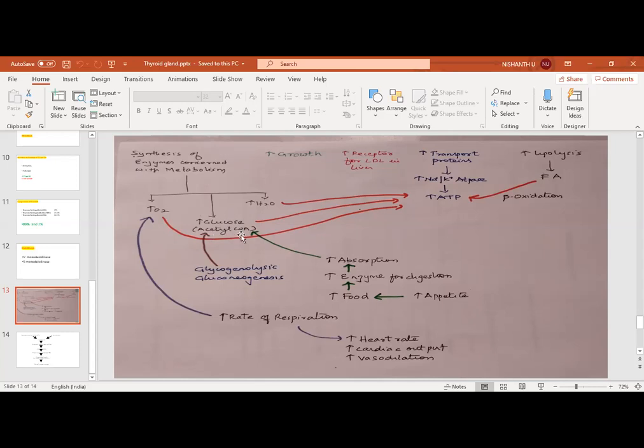Just having glucose in the form of acetyl-CoA available is of no use. You require oxygen, a good amount of oxygen. And apart from that, you require water. So oxygen, glucose in the form of acetyl-CoA, and water: all three are required for the production of which one? ATP. I think you understand. These three are linked to the production of ATP.